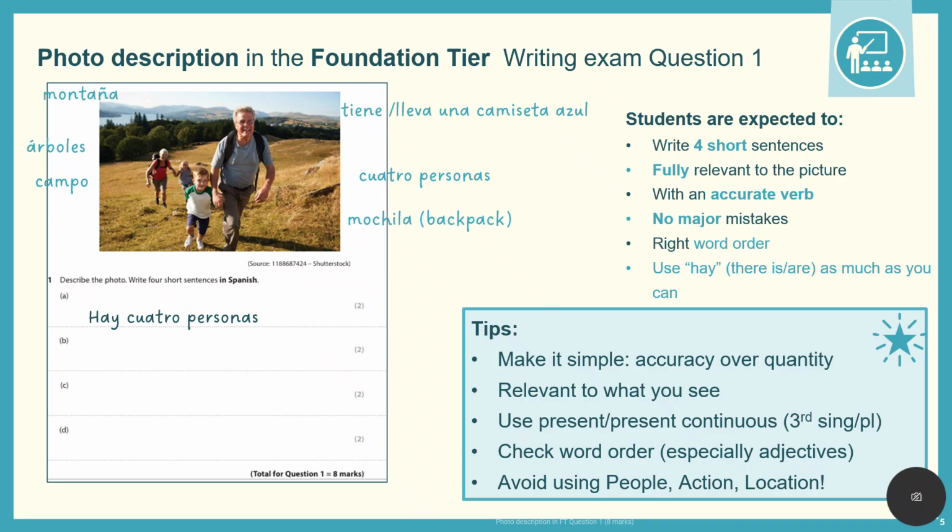So we can start with, after I make some notes, I'm going to start answering the first sentence. And I'm going to start with how many people I can see. Hay 4 personas. Effective, short sentence. It's describing what I see. 4 people. There are 4 people.